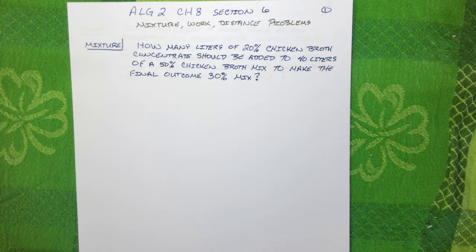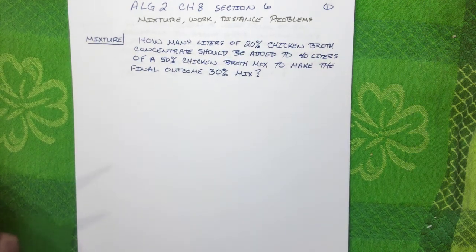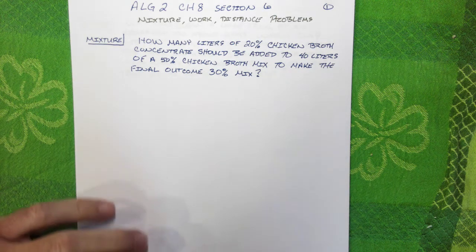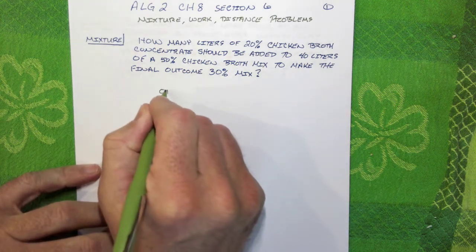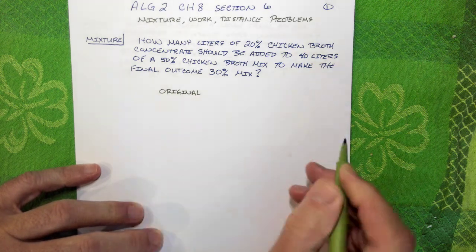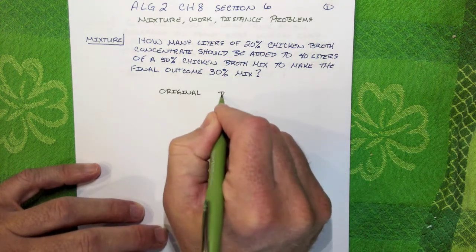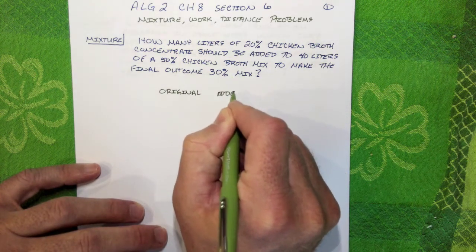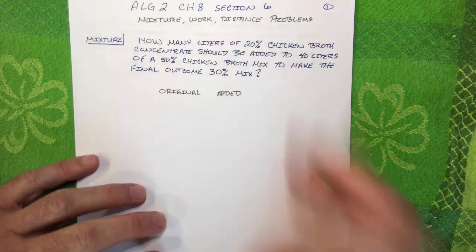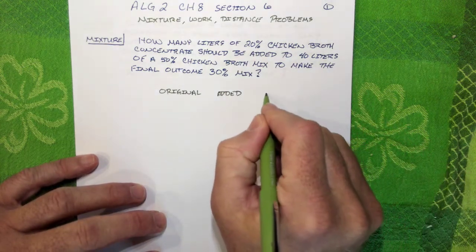So what we have to do is kind of set up a chart. That's the best way I find people have success with these, is doing a little bit of a chart. So in our chart, we want a couple things here. We need the original. We need what's being added to it. We're setting up the problem into a chart from all the words. And then the new result.